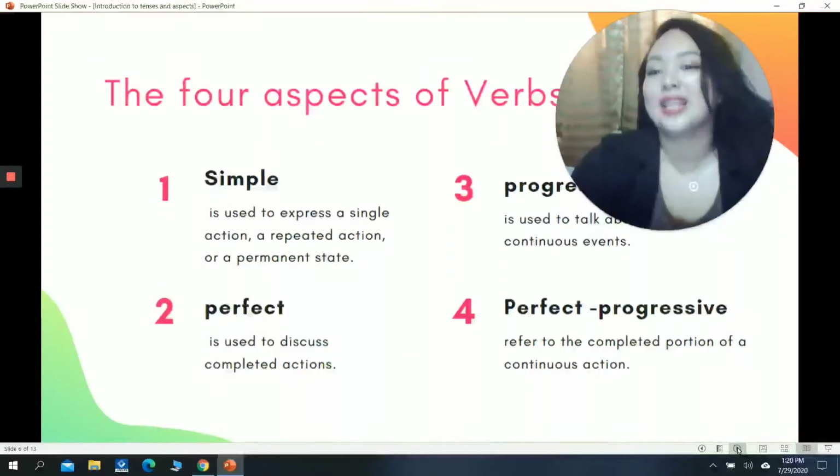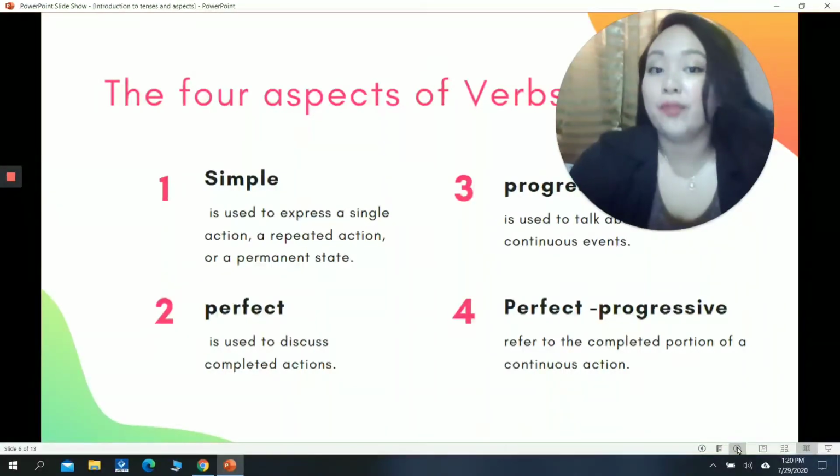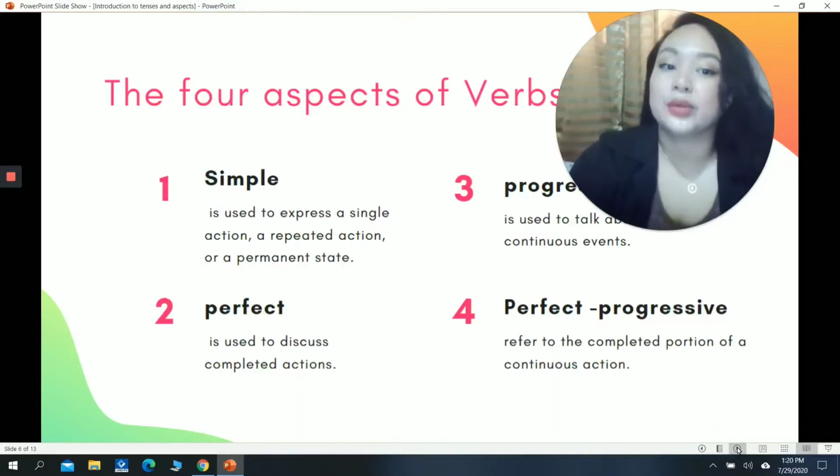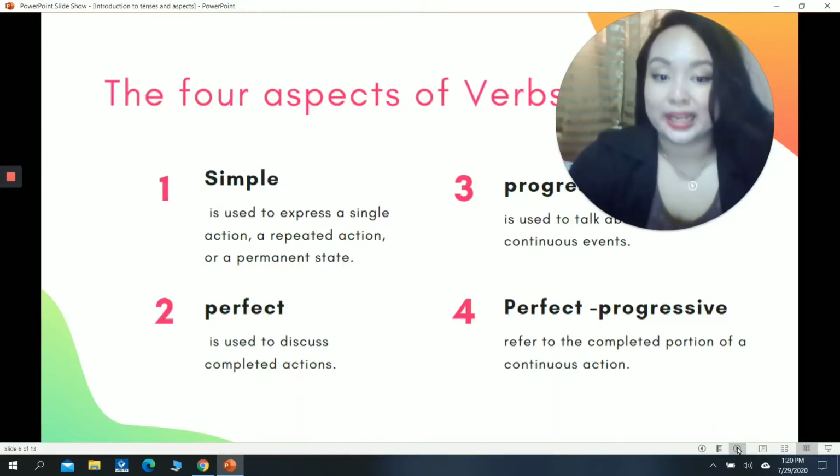All right, next. So let me introduce to you the four main aspects of the verb. So we have the simple, which is a repeated action or single action or a permanent state, while a perfect aspect is discussed as a complete action, and progressive, of course, by the word itself, is a continuous event. Lastly, the combination between a perfect and a progressive aspect. This refers to the completed portion, so just a portion of a specific continuous action.